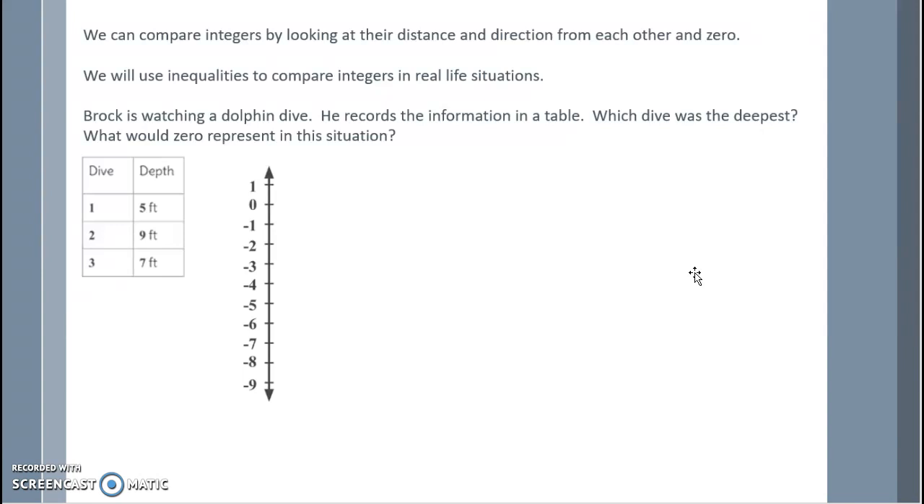We can compare integers by looking at their distance and direction from each other and from zero. We will use inequalities to compare integers in real-life situations. Brock is watching a dolphin dive. He records the information in a table. Which dive was the deepest, and what would zero represent in this situation?